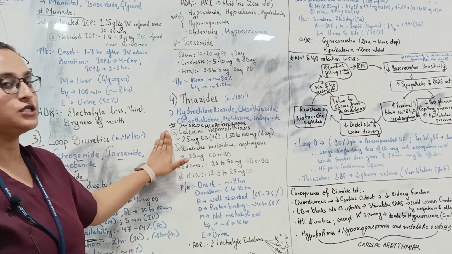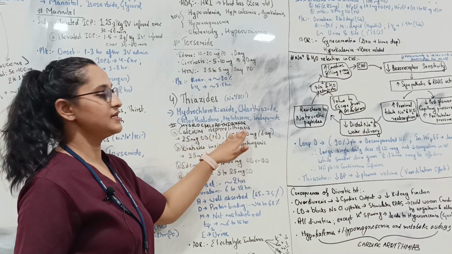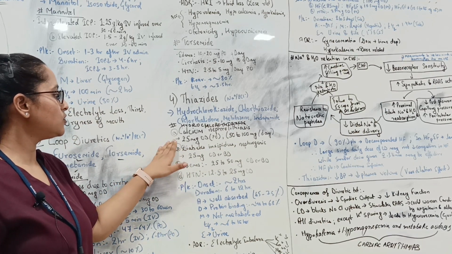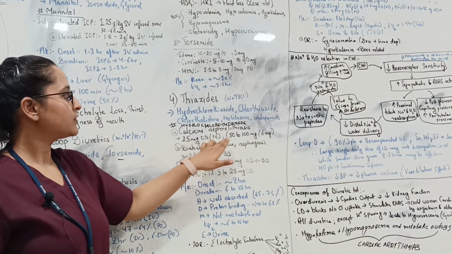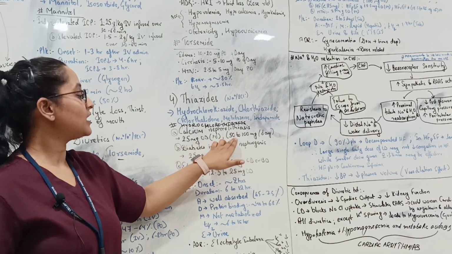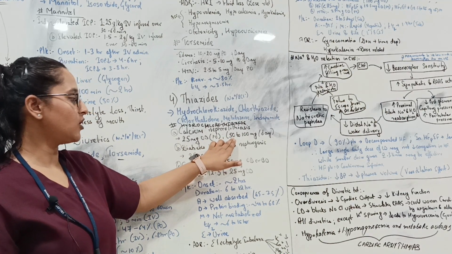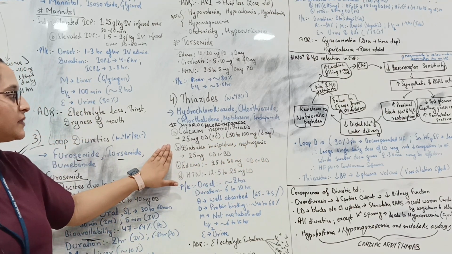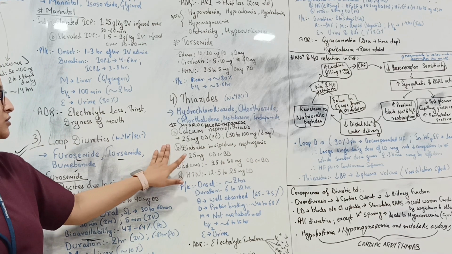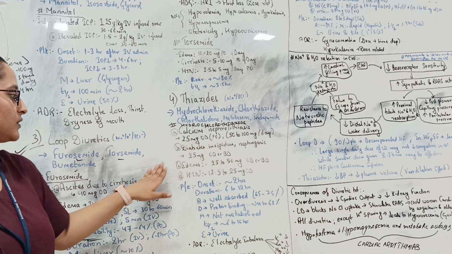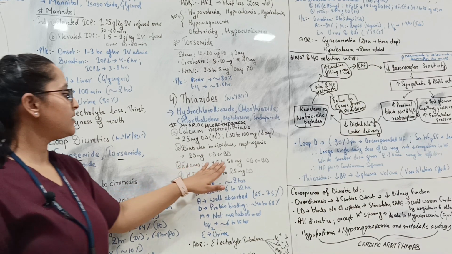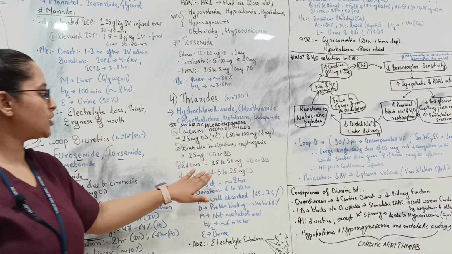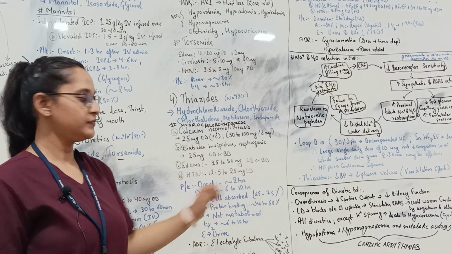So let's study hydrochlorothiazide. The first indication is calcium nephrolithiasis, the kidney stones. The oral dose is 25 mg OD, and for further complications we can use 50 to 100 mg per day. In nephrogenic diabetes insipidus, we use 25 mg OD or BD. In edema we use 25 to 50 mg OD or BD, and for hypertension we use 12.5 to 25 mg OD.